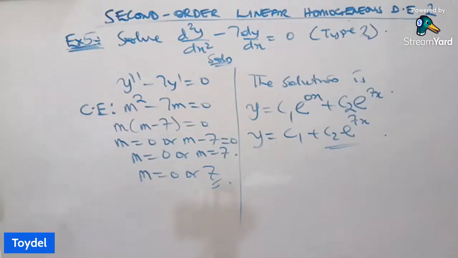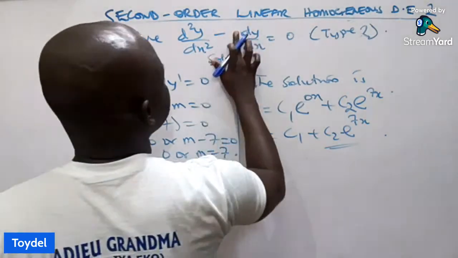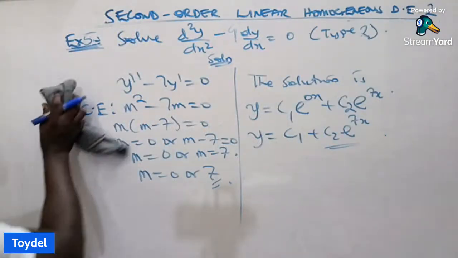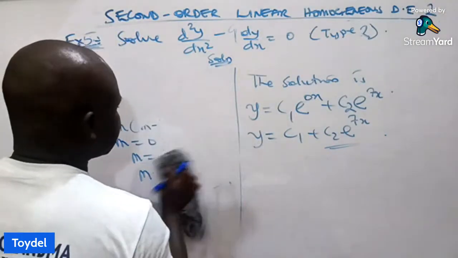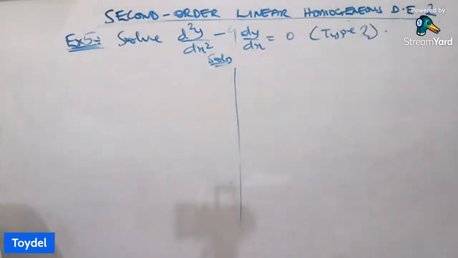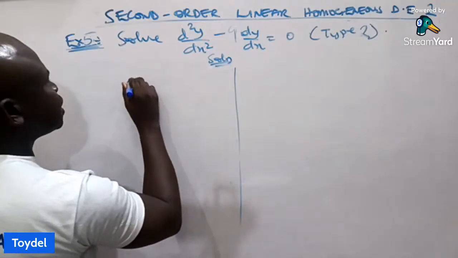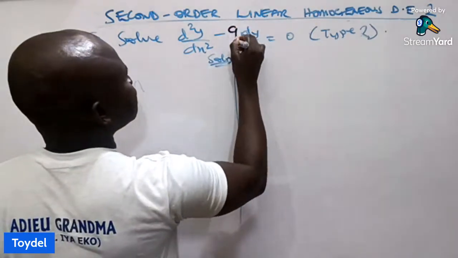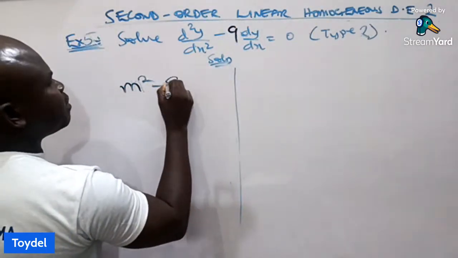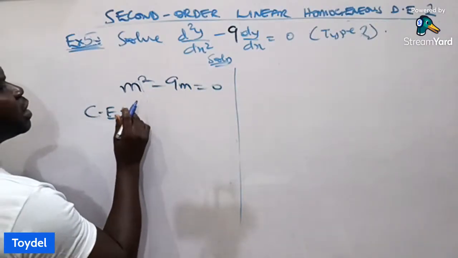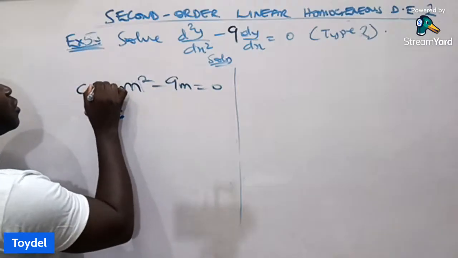So solve. This is 9. So how do we solve this? This is another example, which is under type 2. So here, the same thing as m squared minus 9m equal to 0. So this is the characteristic equation in this case.